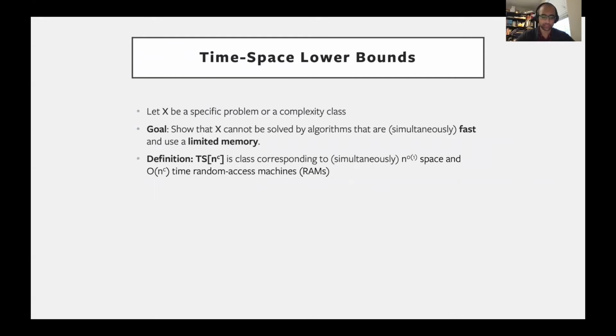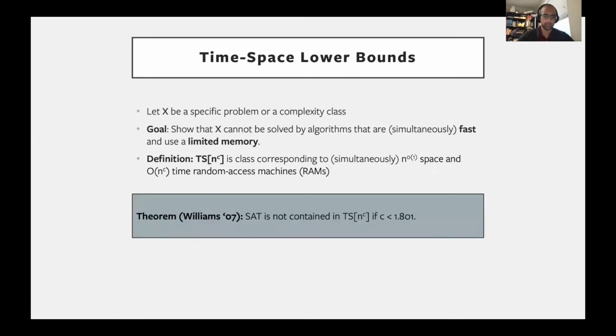And it'll be helpful in our results to define the following complexity class. So let TS n to the C be the class corresponding to random access machines that are simultaneously n to the little o of one space and O of n to the C time. And with this in mind, we can give our first example of a time-space lower bound, which is due to Ryan Williams in 2007. And it's that SAT, the satisfiability problem, is not contained in TS n to the C if C is less than 1.801. So what is this saying? This is just saying that there is no random access machine, which runs in, say, log n space and n to the 1.8 time, that solves satisfiability on length n inputs.